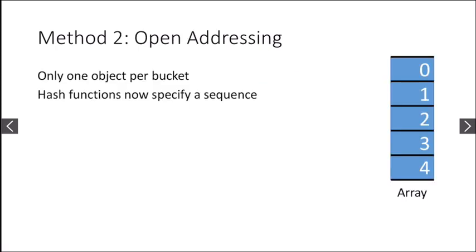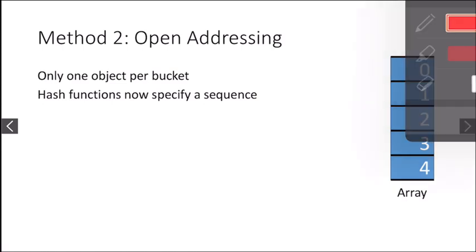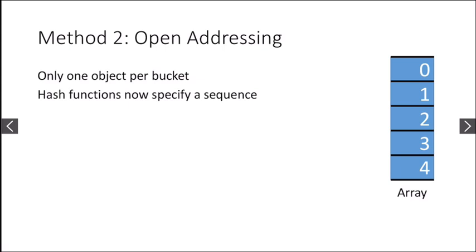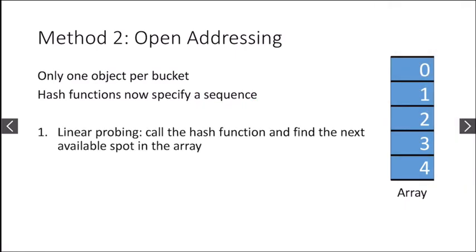The second method we'll look at here is called open addressing. Instead of each of these being a linked list, each one is just a single individual bucket, and we handle collisions by just picking a different bucket. So now you can think of your hash function as specifying a sequence, where maybe you put it in the first slot, and then the sequence is just to try subsequent slots to see if it can go in any of those. That is called linear probing, when you just try the next available slot.